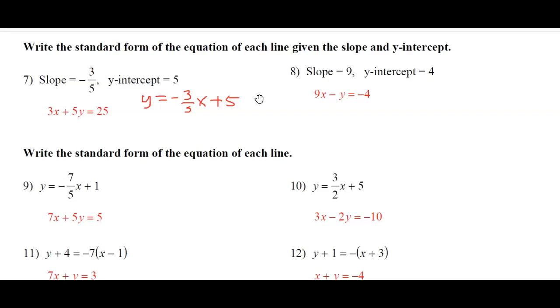Same with here, that would have been y equals 9x plus 4, and you should have manipulated it to standard. So again, this is slope-intercept, and this is standard. I will specify on tomorrow's quiz which form I want.